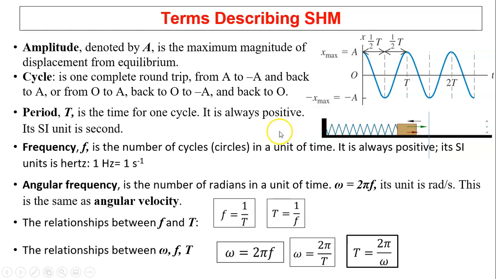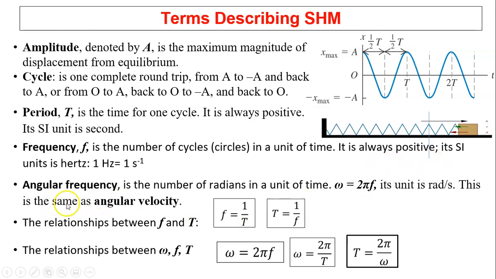Period is the time for one cycle. It is always positive. Its SI unit is second. Period is the time from here to here, one cycle. The time from here and back to here. Or from the middle and coming right back, that's one cycle. Okay, frequency is the number of cycles in a unit of time.